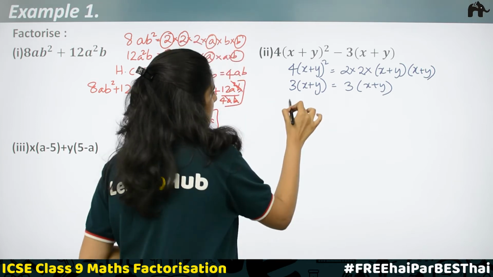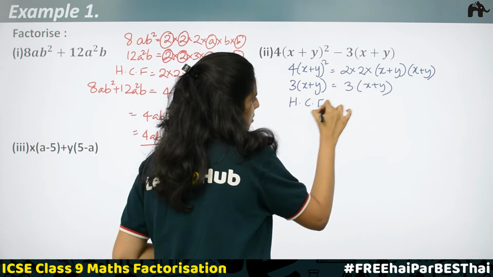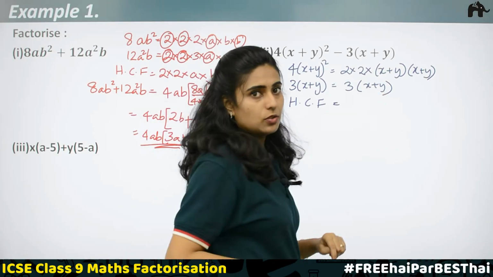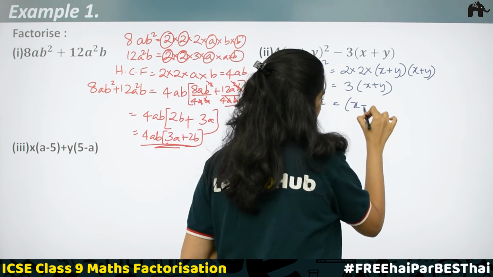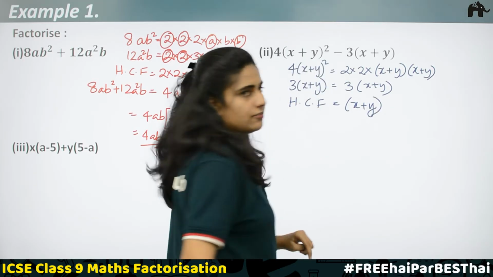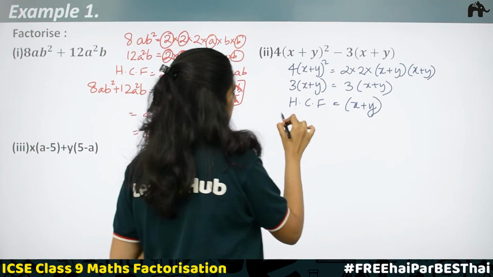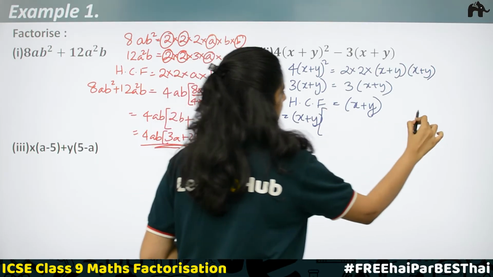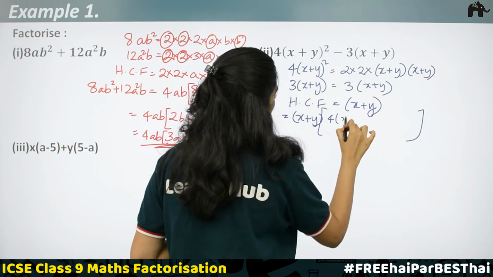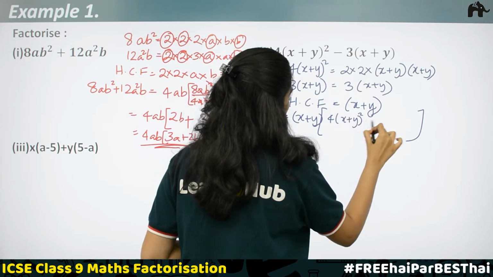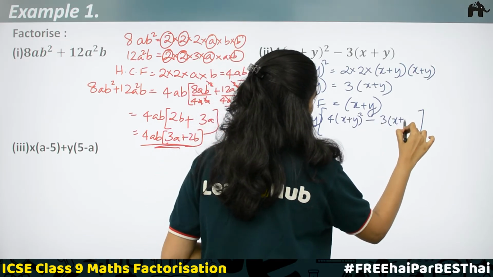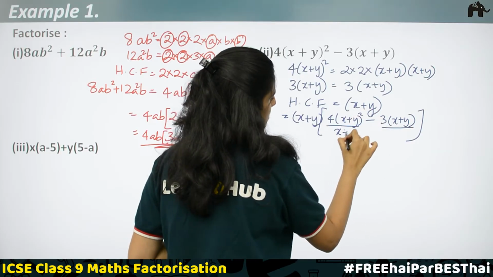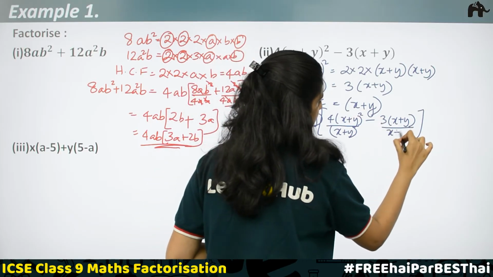Okay. Now tell me what is the HCF? Highest common factor will be equal to x plus y, as x plus y is common to both. So x plus y is the HCF. Now taking out x plus y, inside the bracket write the terms 4 into x plus y square minus 3 into x plus y divided by HCF, that is x plus y, x plus y.